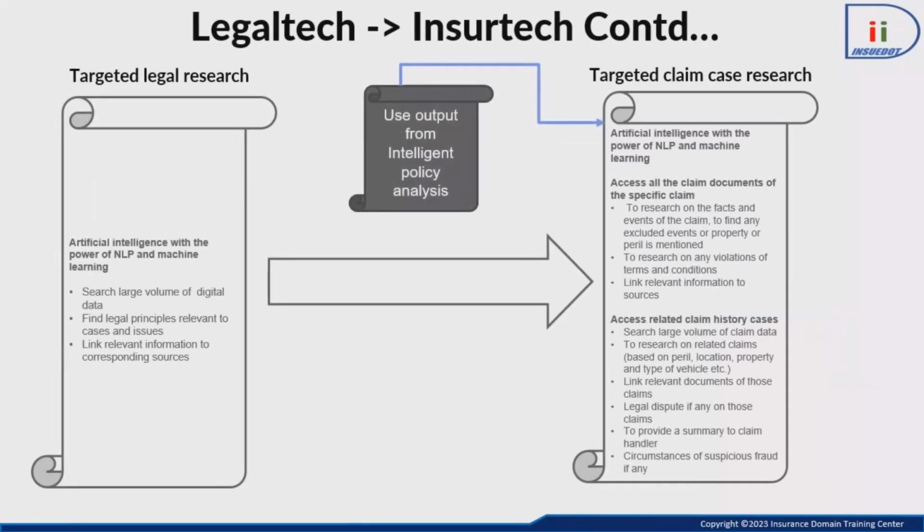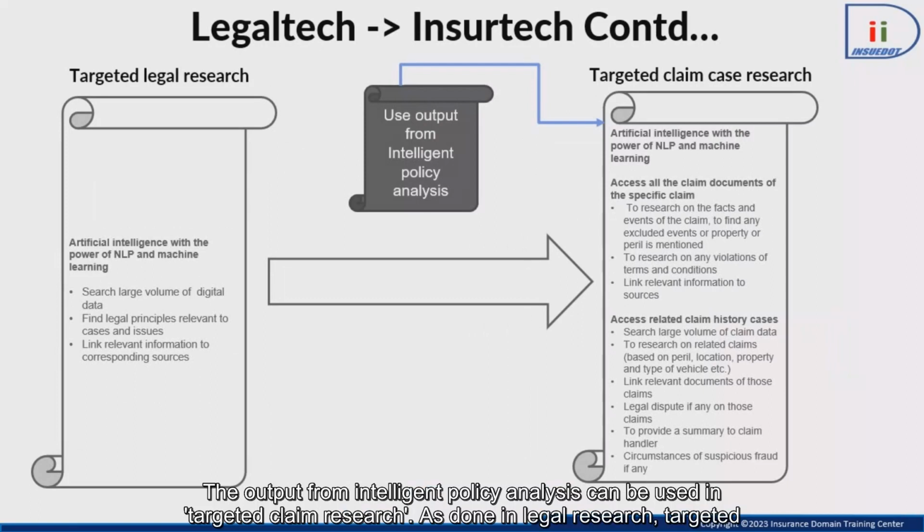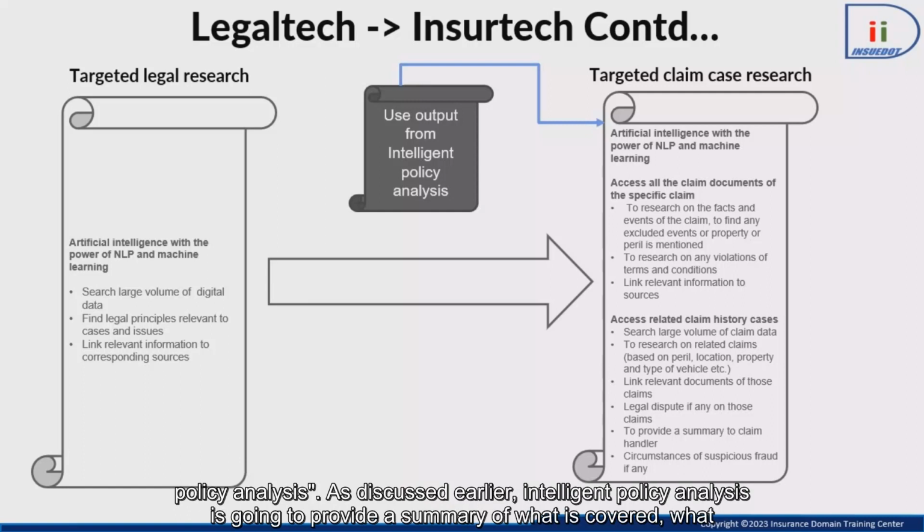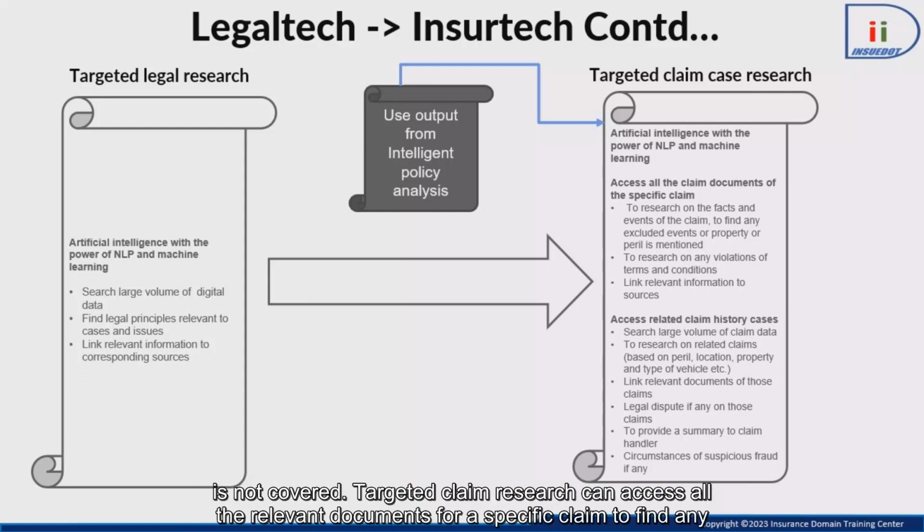The output from intelligent policy analysis can be used in targeted claim research. As done in legal research, targeted claim research can analyze claims to find out events, perils, and locations to compare with the output from intelligent policy analysis. As discussed earlier, intelligent policy analysis is going to provide a summary of what is covered, what is not covered.